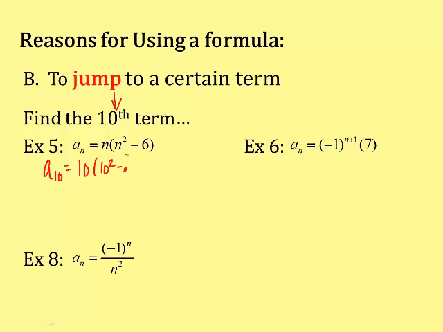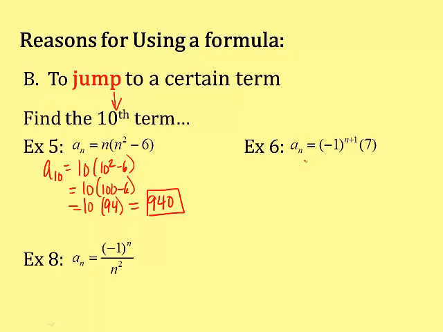10 squared minus 6. Okay, well, parentheses first, right? 10 squared is 100 minus 6 is 94 times 10 is 940. Bam, you're done. That's it.